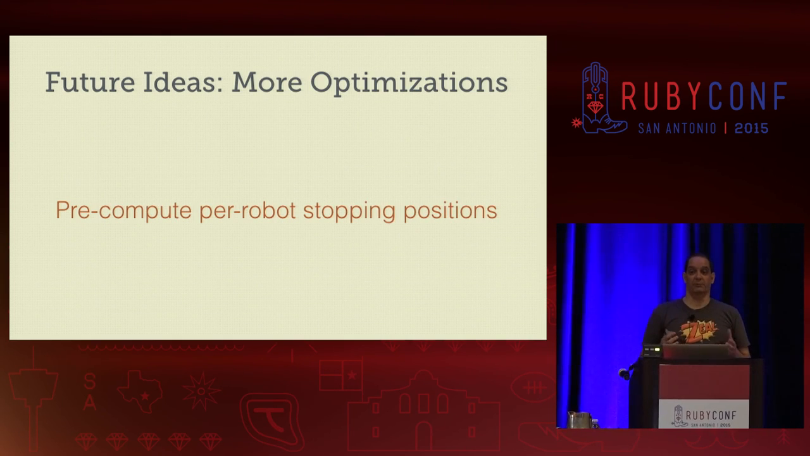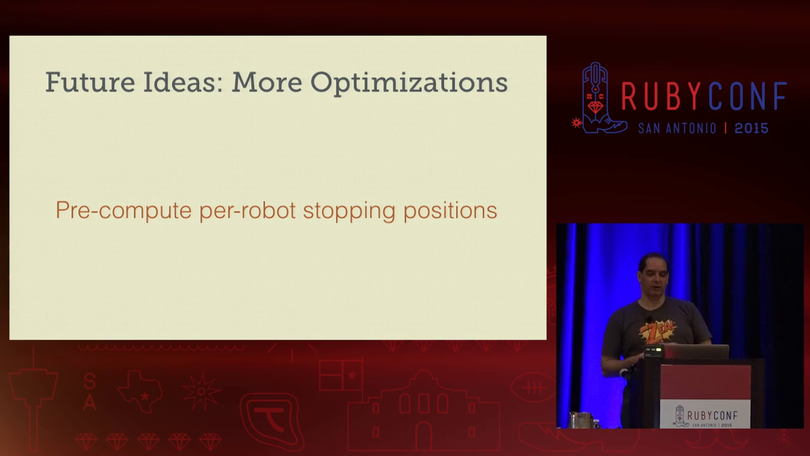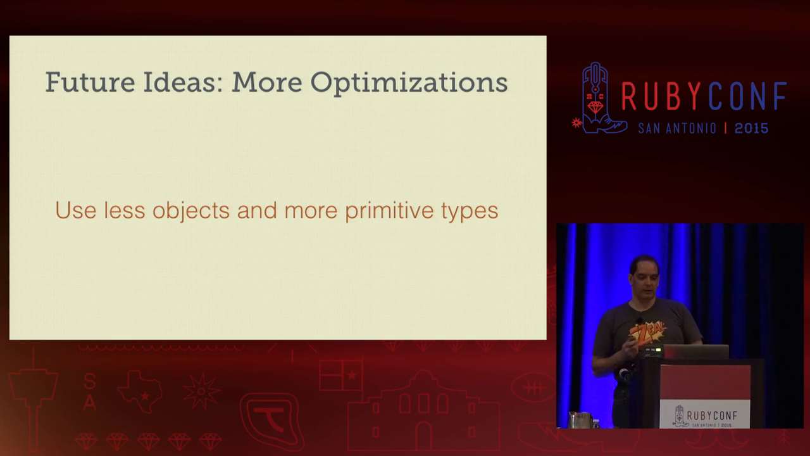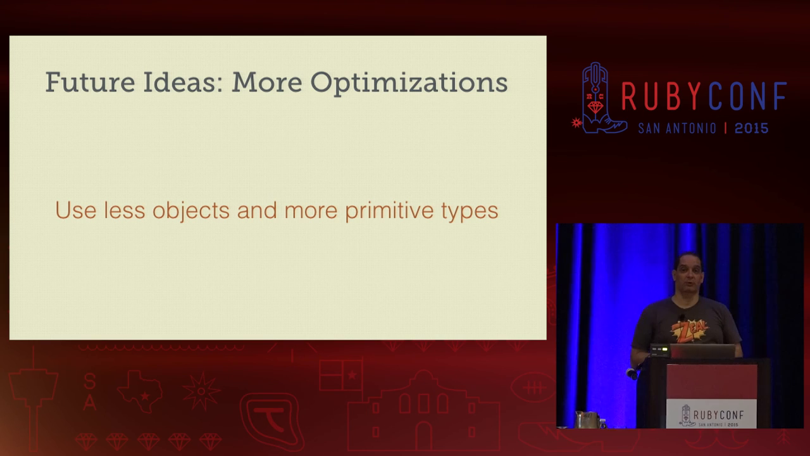Maybe there's a way to pre-compute the per robot stopping positions and then just update that as a robot moves. Not yet sure about how well that would work. I haven't played with it yet. Obviously, using fewer objects and more primitive types might speed things up. If I find more places where I'm just creating too many objects, that would speed things up. I've still been running the profiler and trying to optimize hotspots.